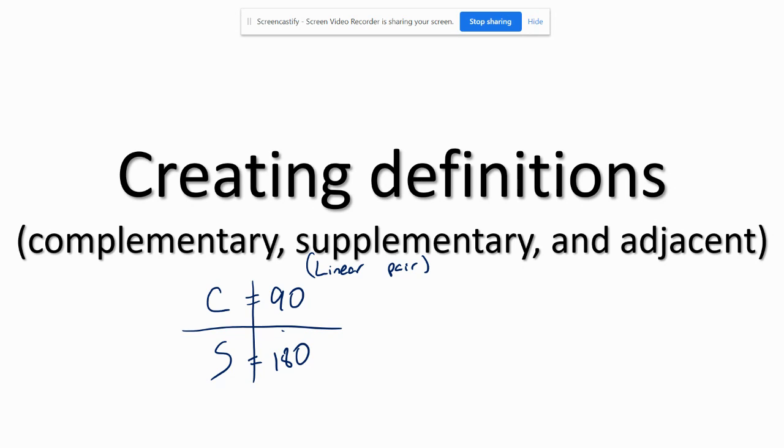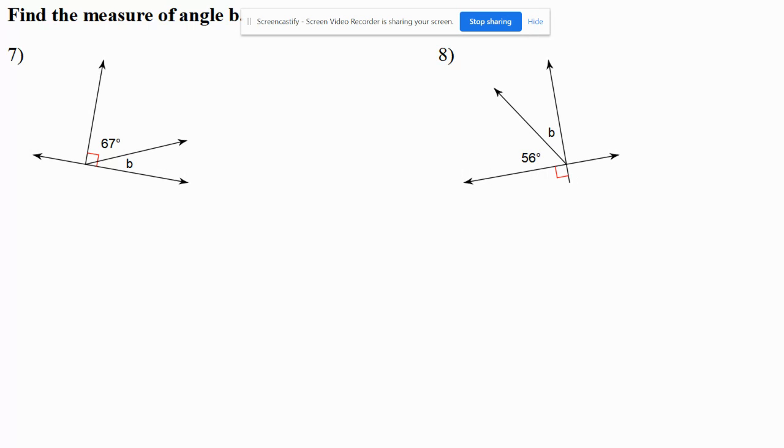Now, adjacent, these two angles happen to be adjacent most of the time. Adjacent are two angles that happen to share a side. I could have one angle there, and I could have another angle there. Notice how both of them share a side. That's what we call adjacent. Adjacent is next to. So all right, let's talk about these angles.